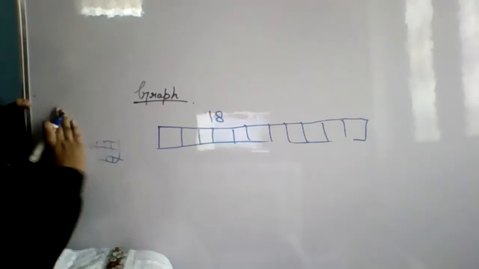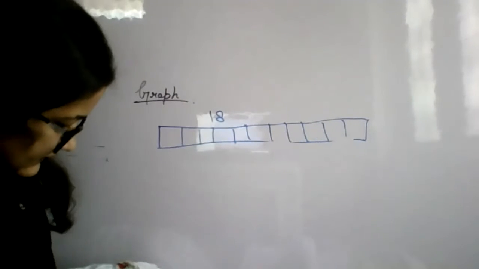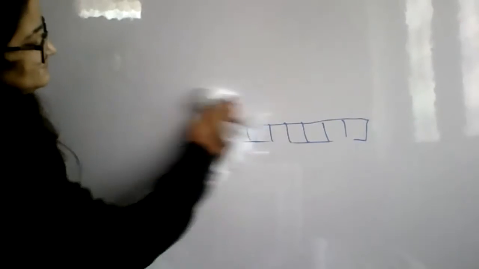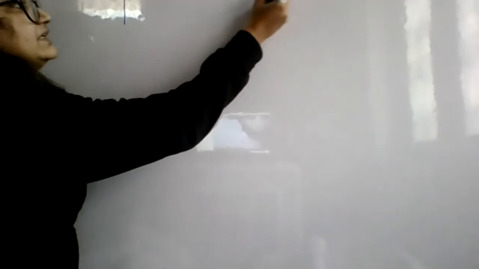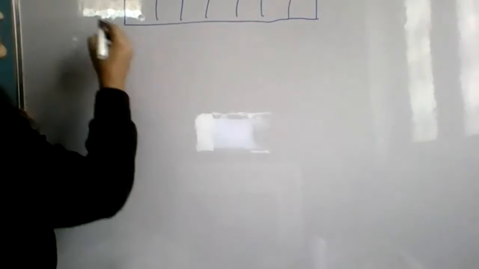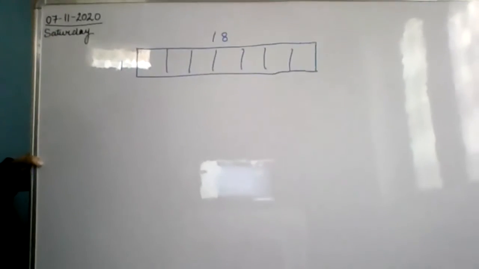Okay, write like this here. Suppose this is the sheet of paper. See, you have made this strip and you have to stick this strip like this. 1, 2, 3, 4, 5, 6, 7, 8. Here it will be 1 and here it will be 18.